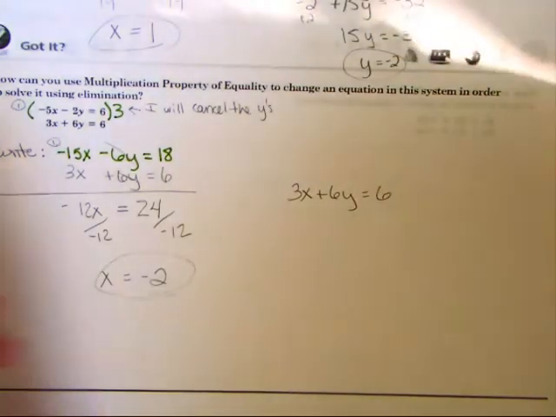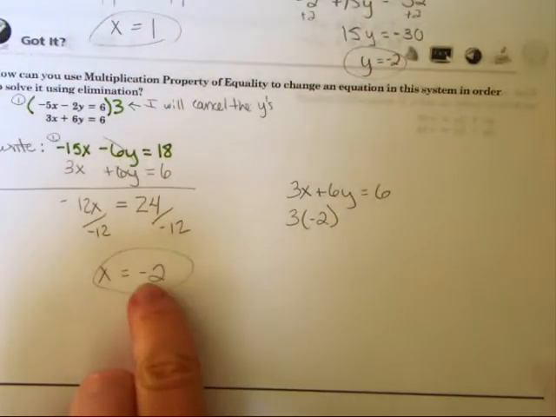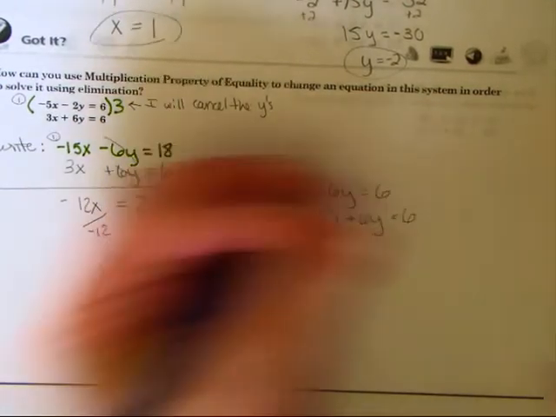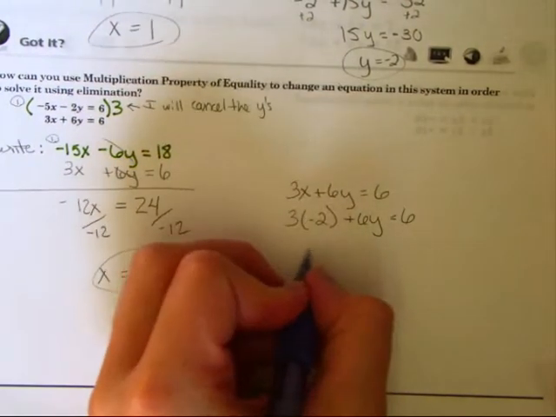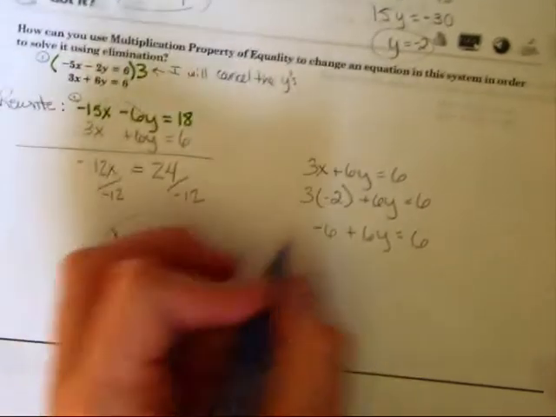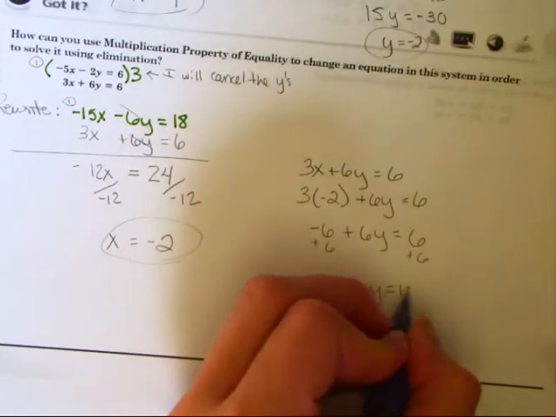All right, plug in the x. So 3 times what we just got, negative 2. See it? Negative 2 is what we got. Plus 6y equals 6. Hope you're having fun. 3 times negative 2 is negative 6. And then the 6y equals the 6. Add the 6 over. You get 6y equals 12.